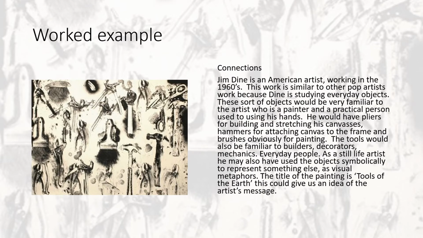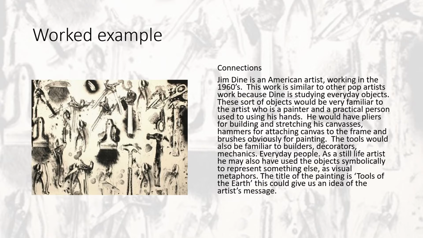Okay, so next I'm going to look at the connections. So remember, this is about context, so the historical, social, maybe looking at biography, and also potentially looking at other artists working at the same time. So Jim Dine is an American artist. Sorry, I forgot to mention it can also include geographical context. So he's an American artist working in the 1960s.